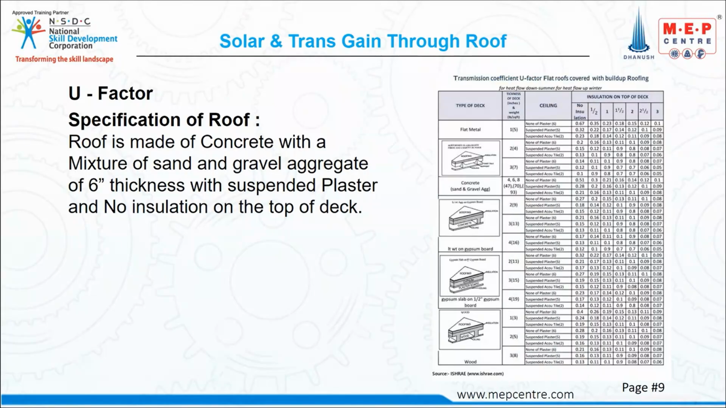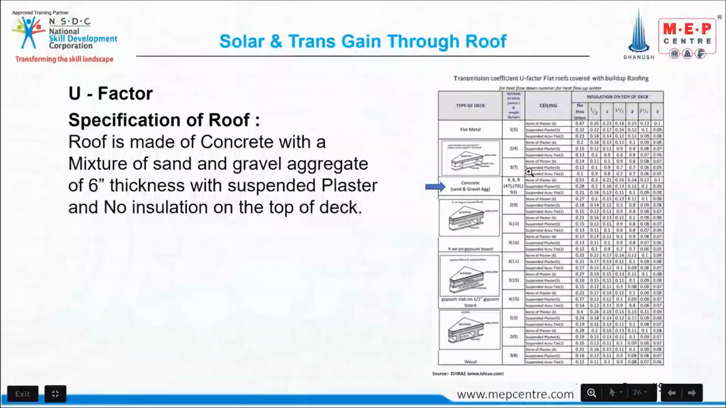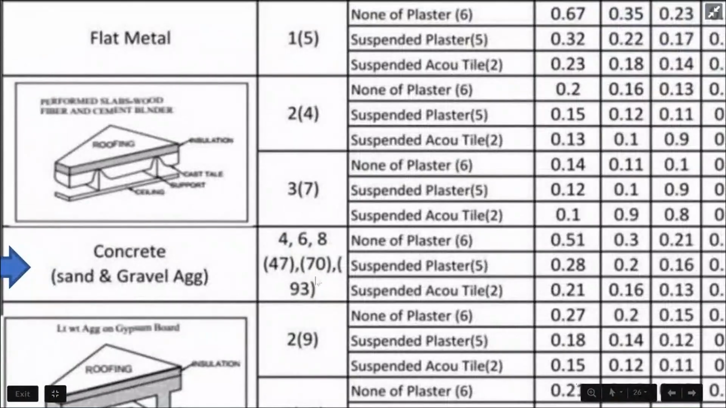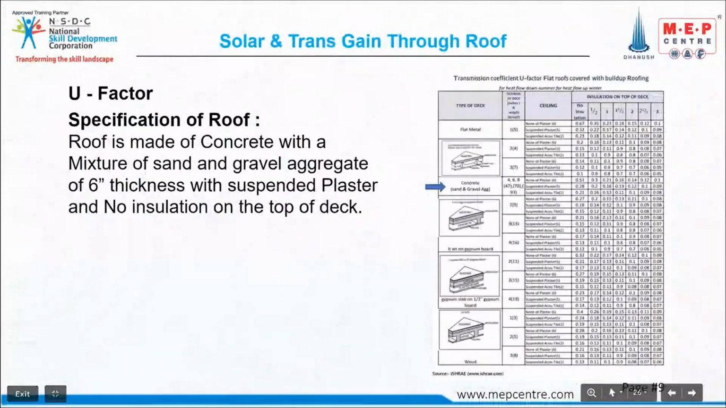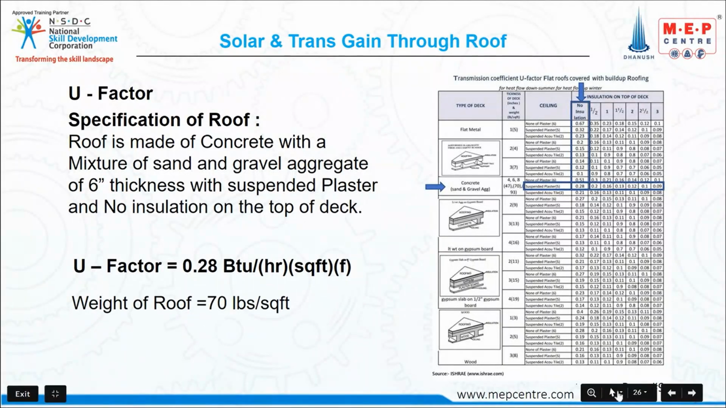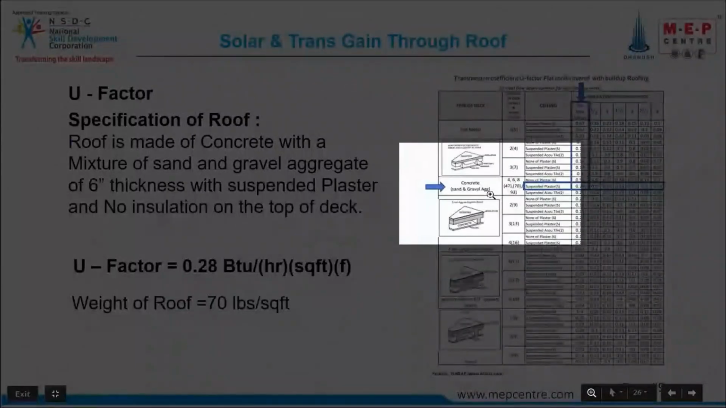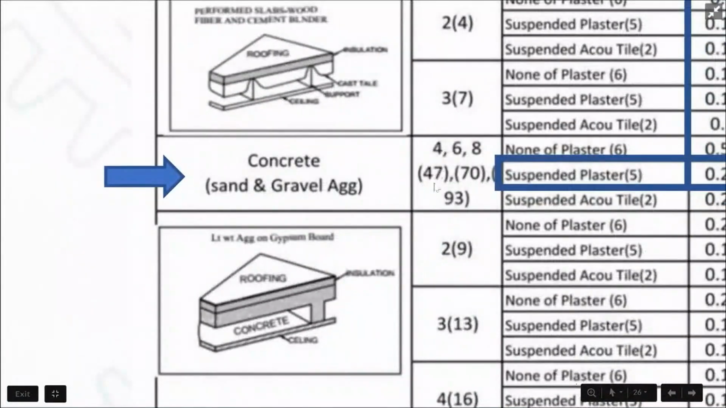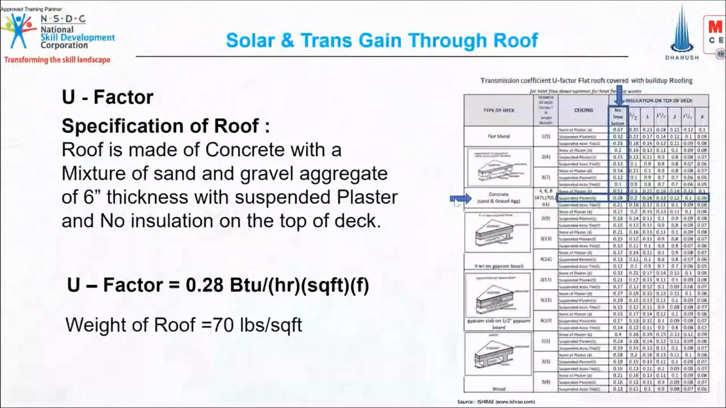So you can see from page number 9, here you can see the concrete and 6-inch, no insulation on the top of the deck with suspended plaster, which is 0.28. U factor is 0.28. The weight of the roof is, for 4-inch it is 47, for 6-inch it is 70, for 8-inch it is 93. So the weight of the roof is 70 pounds per square feet.